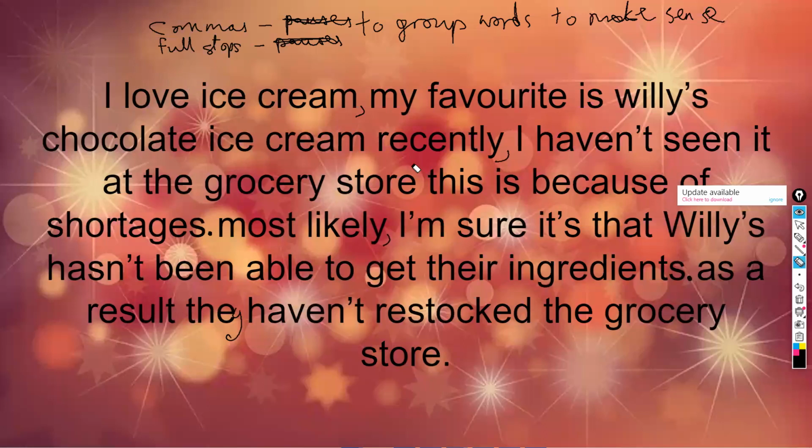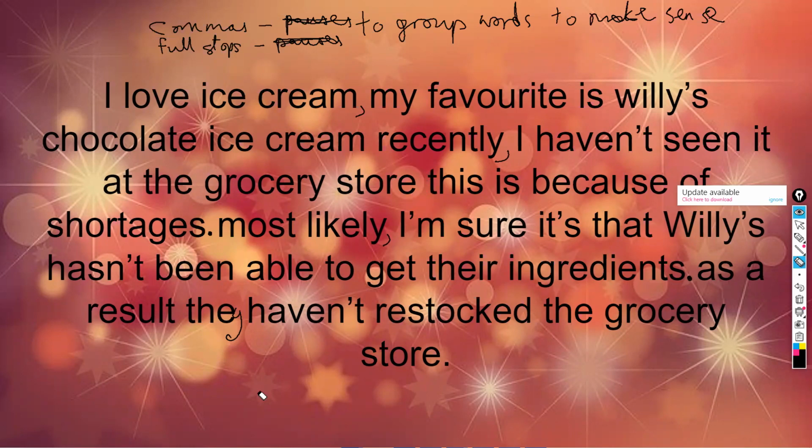Okay, so let's read it through together. I love ice cream. My favorite is Willie's chocolate ice cream. Recently, I haven't seen it at the grocery store. This is because of shortages. Now, you might notice I have some pauses as I'm reading because I have to group the words so they make sense. If I read, I haven't seen it at the grocery store, this is because of shortages, I have two main ideas in there. So I need to have a pause somewhere here, right?